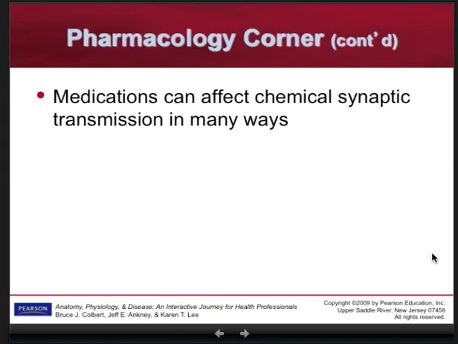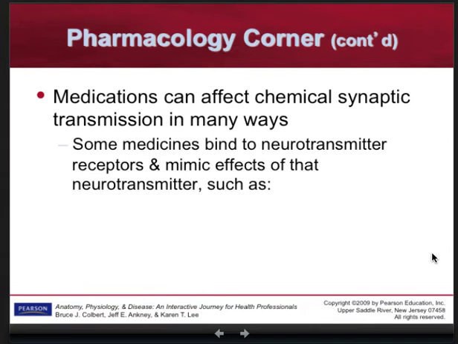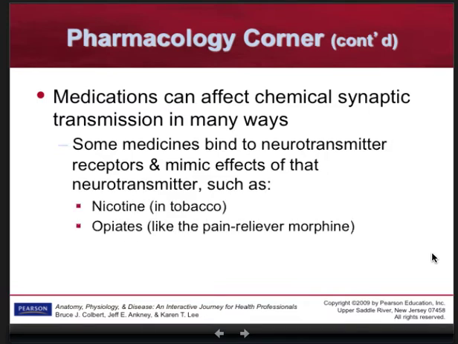Medications can affect chemical synaptic transmission in many ways. Some medicines bind to neurotransmitter receptors and mimic effects of that neurotransmitter, such as nicotine and tobacco, or opiates, which have a pain relieving effect. Examples of opiates would include morphine, opium, cocaine. They all have a similar molecular shape, and they bind the same type of receptor called the opioid receptor in the brain, and this produces an analgesic effect.